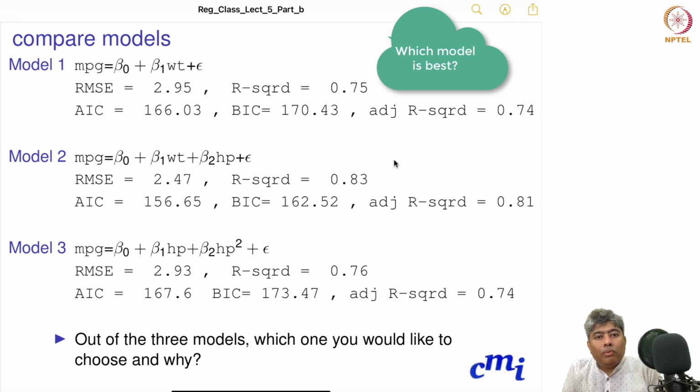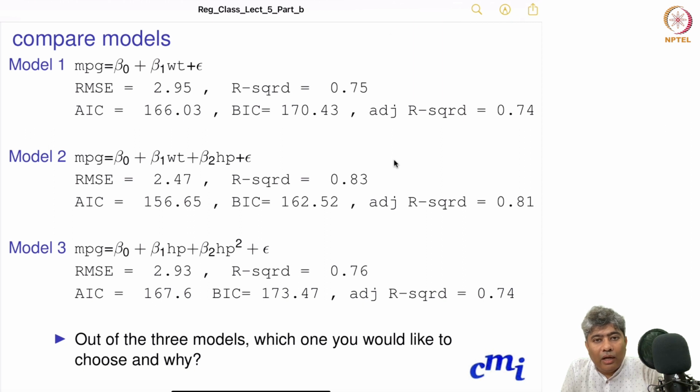I believe now you have found the correct answer, so let us try to figure it out. Based on RMSE, we choose the model which has the minimum RMSE. The first has 2.95, the second has 2.47, and the third is 2.93. So out of the three models, we will prefer the second model.